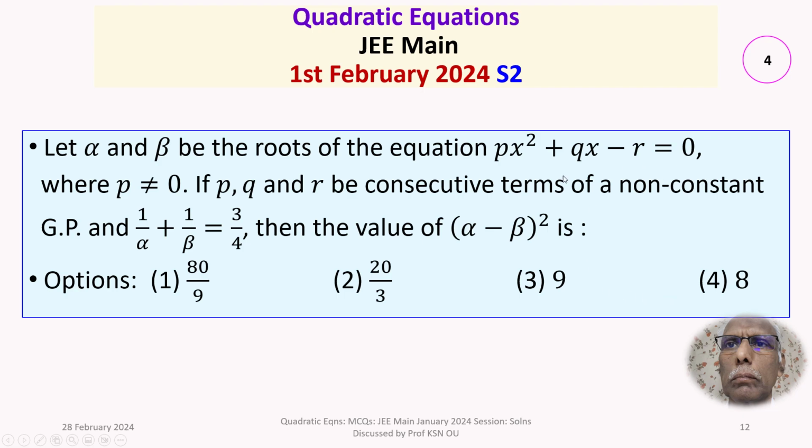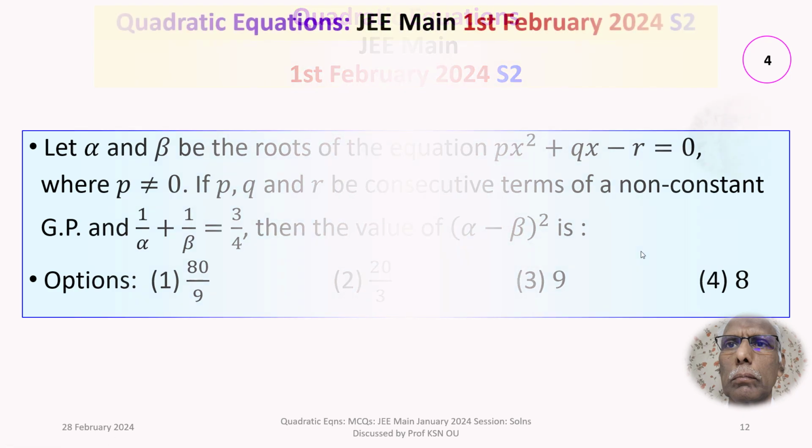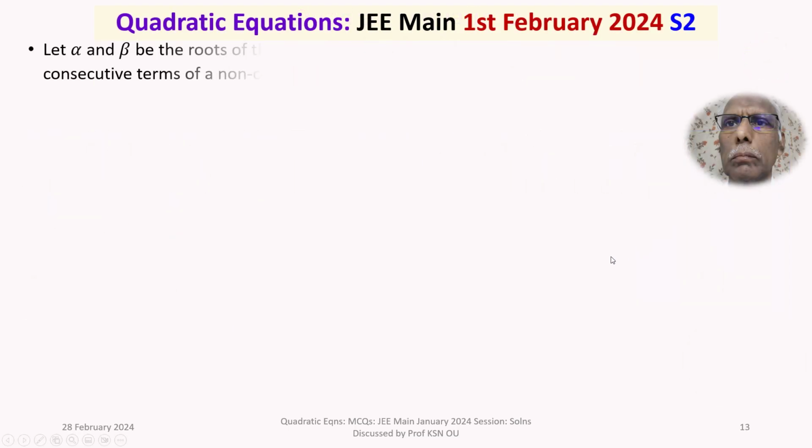So, we are given a quadratic equation, px square plus qx minus r is equal to 0. We are given alpha and beta are the roots of this equation, and we are given p, q, r are the consecutive terms of a non-constant geometric progression, and alpha and beta satisfy this equation: 1 by alpha plus 1 by beta is equal to 3 by 4. We are required to find the value of alpha minus beta whole square. Let's now discuss the solution of the problem in detail.